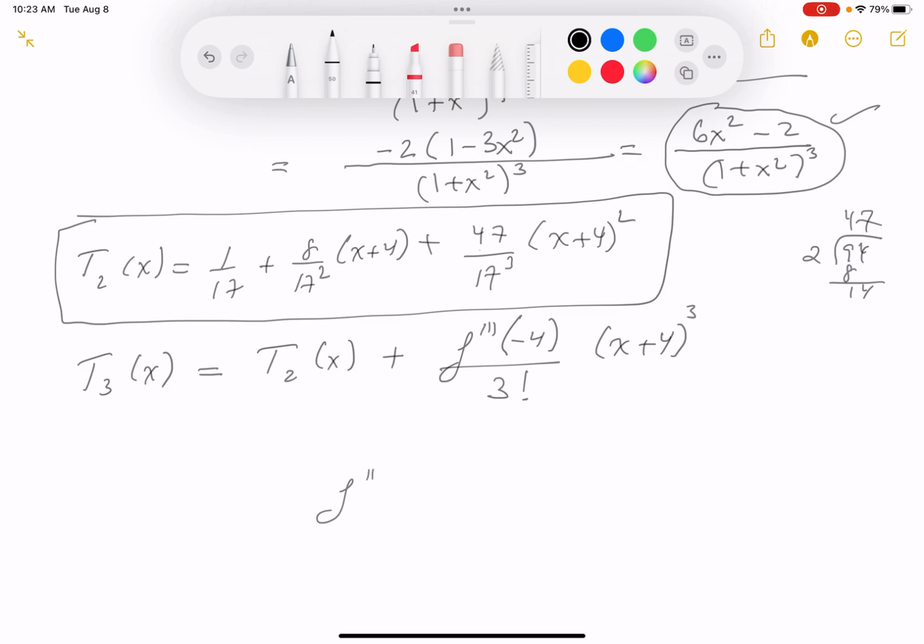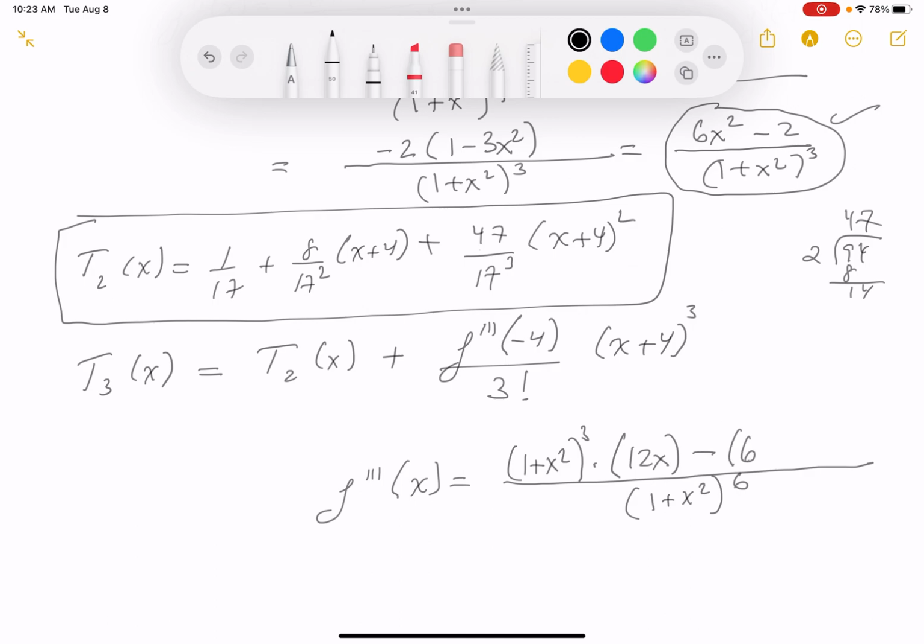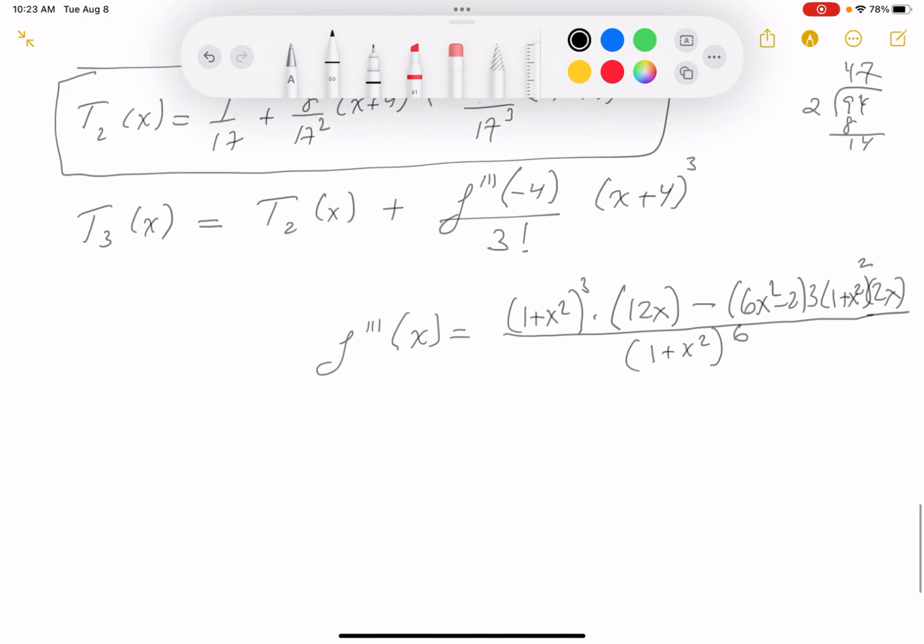I think I can do the third derivative. So f triple prime of x, and let's be careful, it's going to be 1 plus x squared cubed on the bottom, so that's going to be 6. Then 1 plus x squared cubed times the derivative of the top, which is 12x, minus the top, which is 6x squared minus 2, times the derivative of the bottom, which would be 3, 1 plus x squared squared, and then 2x. All right? So what I'm going to do over there, I guess I just should reduce it.